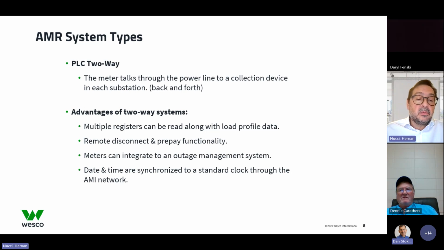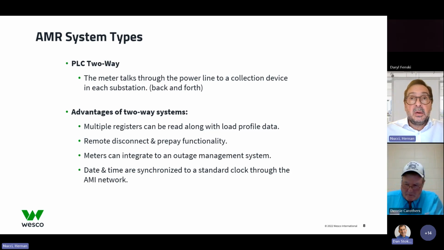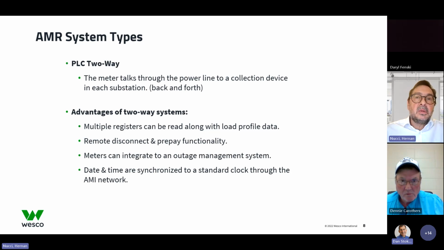We can read multiple registers. You can do remote disconnect, even prepay functionality. You can put meters in an OMS. And a good thing that was not possible before is that date and time are synchronized. You can synchronize the meters, stamp the meter, so all the meters can have a standard clock.